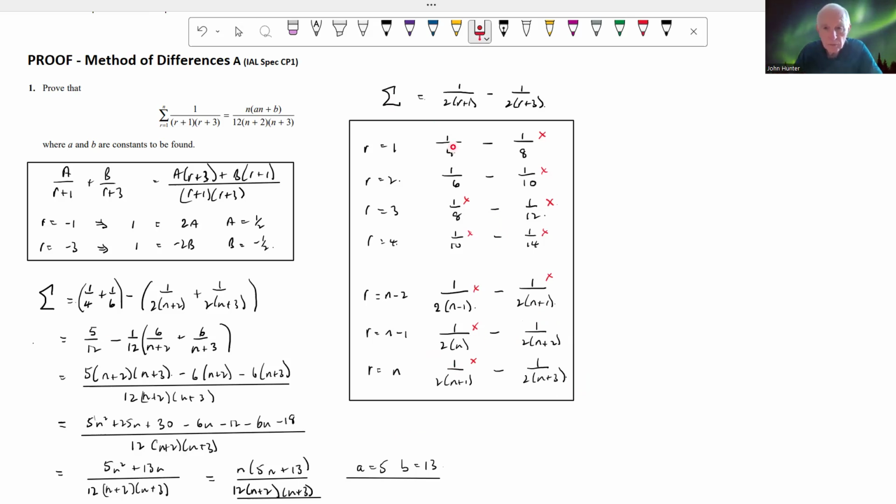When we add those up, we've got four terms to add up. If we put those together, we're going to find a common denominator, which is going to be 12 into n plus 2 into n plus 3. If we work that through, we're going to end up with this expression here, which is exactly what we're looking for, with A equals 5 and B equals 13. So that is it, basically.